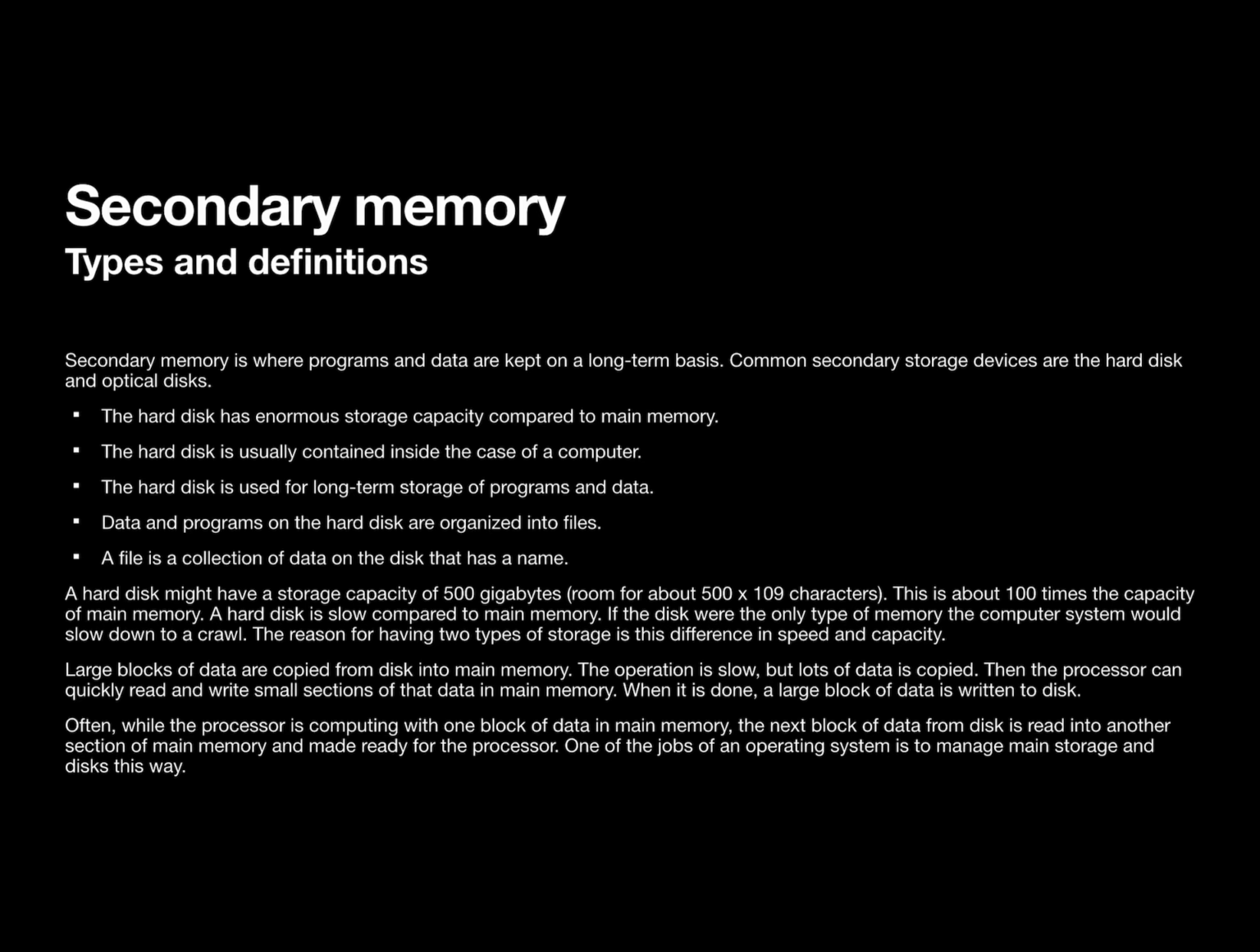of data in the main memory. When it's done, a large block of data is written to the disk. Often, while the processor is computing with one block of data in the main memory, the next block of data from disk is read into another section of main memory and made ready for the processor. One of the jobs of an operating system is to manage main storage and disks this way.